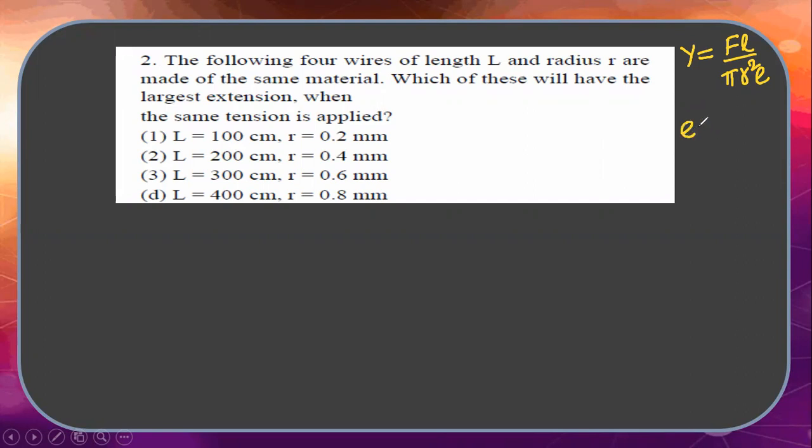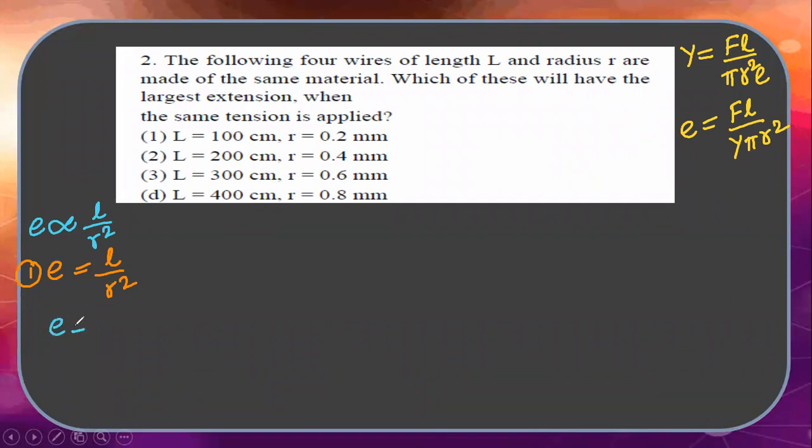From this, if I write E as subject, E is equal to FL divided by Y into pi r square. Okay, this is the formula for the extension. Extension E depends upon the length of the wire and the square of the radius. From this we will write first one, E is equal to L divided by R square.